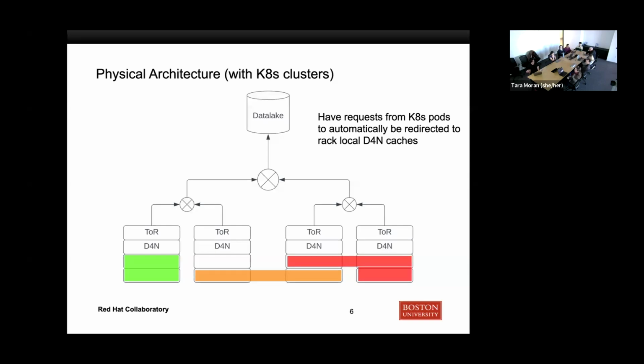So we would want to have a Kubernetes service that basically says, okay, this pod is coming from this node, and this node is in, let's say, a zone, which is basically the rack. And since this node is in this rack, and there is one D4N node on it, we know that this node can forward the requests to this D4N IP address on this rack. The overall goal is to have requests from Kubernetes automatically redirected to its rack local D4N cache.